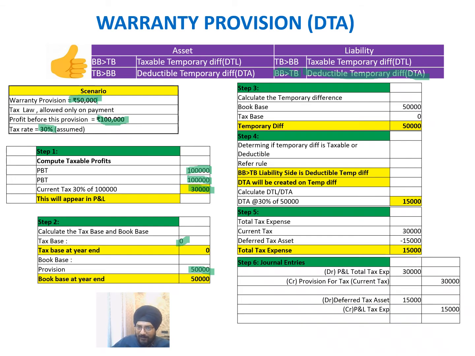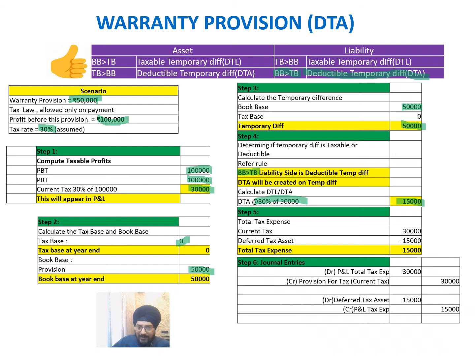So calculate the temporary difference. My book base is 50,000, tax base is 0, my temporary difference is 50,000. We have to determine whether this is taxable or deductible. Now because my book base is greater than my tax base and this is a liability side, hence we have to create the DTA. So we'll create the DTA at 30% on 50,000, which is like 15,000. So this is the amount of DTA that will be carried in my books of accounts.